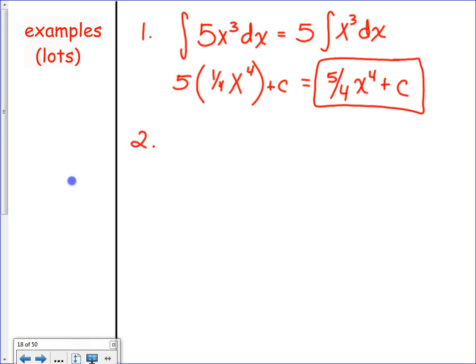Let's get more exciting. First of all, any questions? What if I gave you the integral of the cubed root of x squared? Now what?